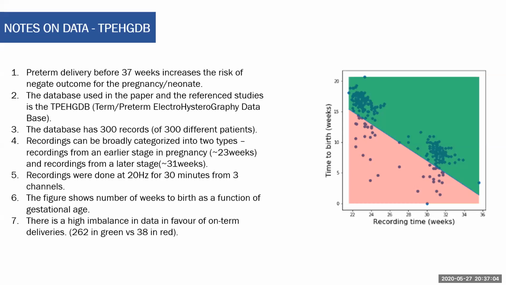So with that in mind, you can draw a linear line separating the green and red areas. So green being term delivery, so 37 weeks or around that time, and red being a preterm delivery that increases the risk for the baby. What I don't think is very well represented in this graph, but I took this graph from the paper, is the fact that there is a high skew in the data, like in terms of the green region, right? So there are 262 points in the green region, but only 38 here. You can see that it's more densely populated, but you wouldn't know that it's almost 10 times as much.